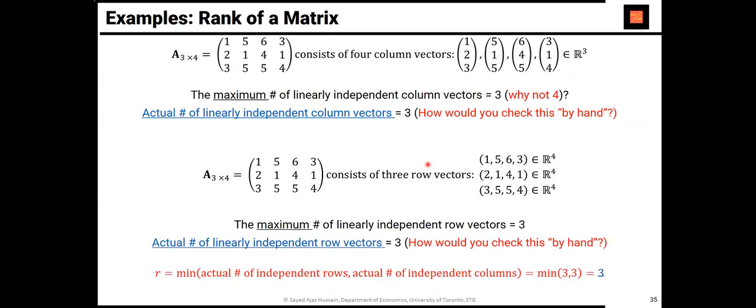But now that I do have numbers, I realize that I have 4 column vectors, but they're sitting in R3 space. And it's physically impossible for all 4 of them to be linearly independent in R3. You should ask yourself, why is that the case? Hint, you did this in a homework. The actual number of linearly independent column vectors is actually 3.